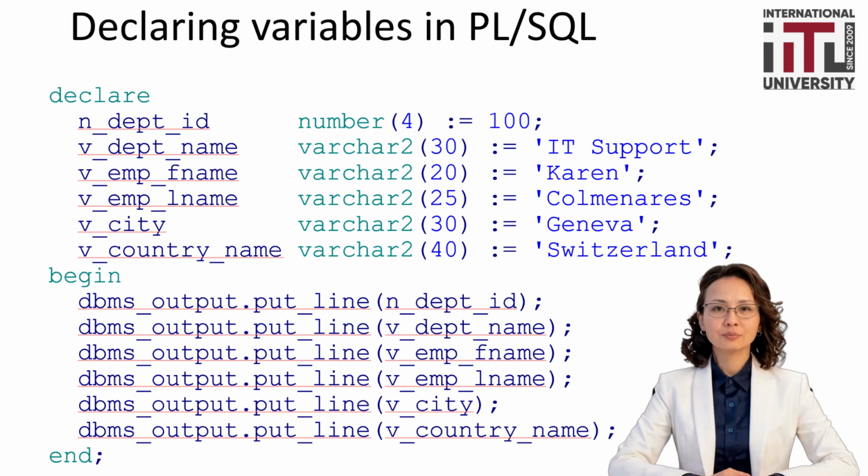In PostgreSQL, we declare variables with specific data types and initial values. Here, we have a department name, employee name Karen Colmenares, and location details Geneva, Switzerland. These variables are output using DBMS_OUTPUT.PUT_LINE.